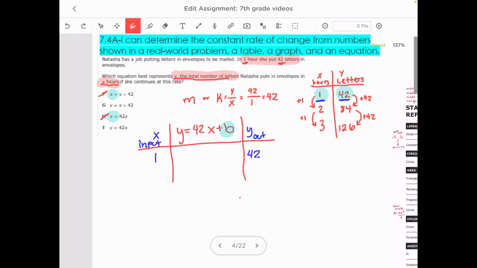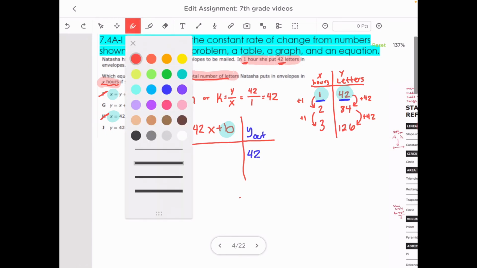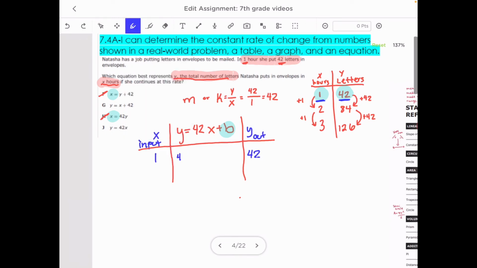So for Y, I'm going to plug in the number 42. I'm still going to keep my equal sign. I'm still going to keep the 42. And then for my X, I'm going to plug in 1 and then plus B. All right, now I'm just going to solve the equation, okay? So 42 times 1, that's 42. Bring down my plus B. Now I'm going to do ICI solve.